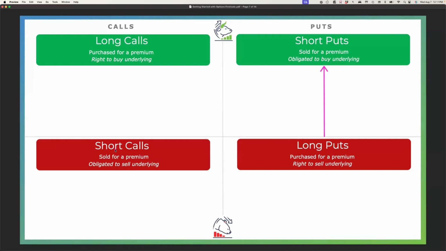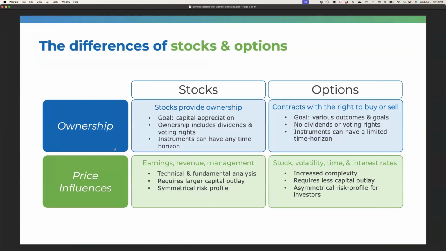What can that help you achieve? That's for a later date. But the first step is to just help you understand these four basic option contracts.